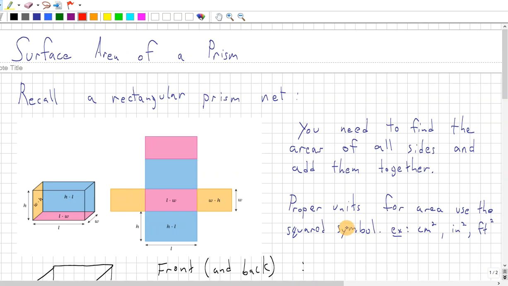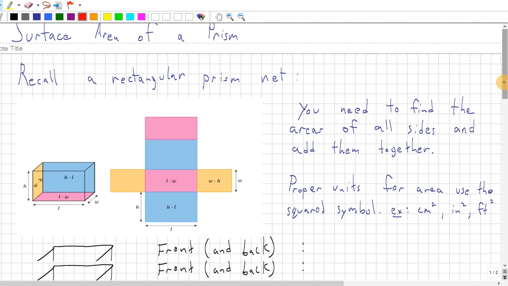Also include proper units. For area, we use the squared symbol. For example, we have centimeters squared, inches squared, feet squared. So for area, that exponent of 2, or squared, has to be included to show that the units are area units, not just length, width, or height units. And it changes again when we go to volume. So we use a little 2 to show that it's units of area.